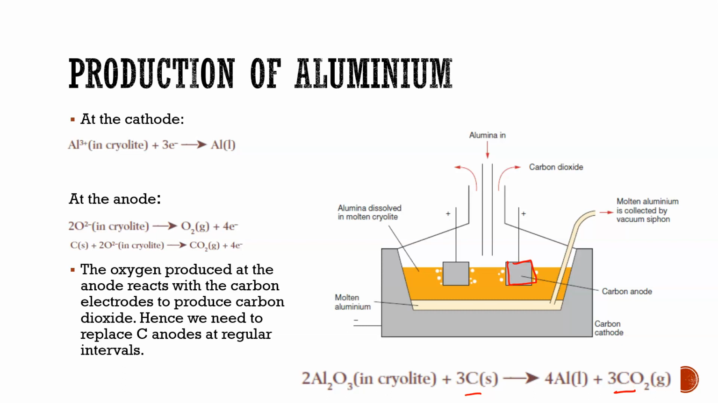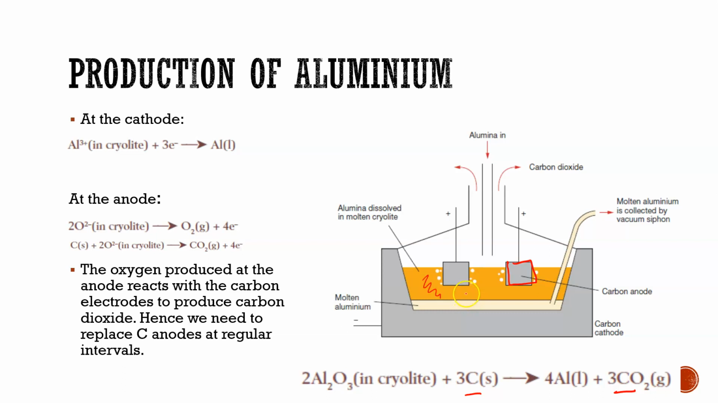So these are large blocks of carbon that can be lowered into the electrolytic system and easily replaced because they're cheap. So the oxygen produced at the anode reacts with the carbon and produces carbon dioxide. So we have regular replacement, but these electrodes are much cheaper, so we continue to use them. The alumina is pumped in, and we have this molten mixture of alumina in cryolite.